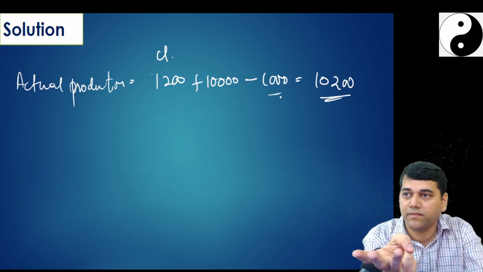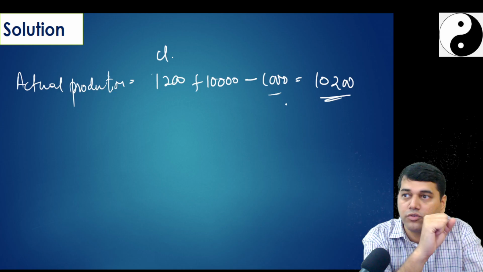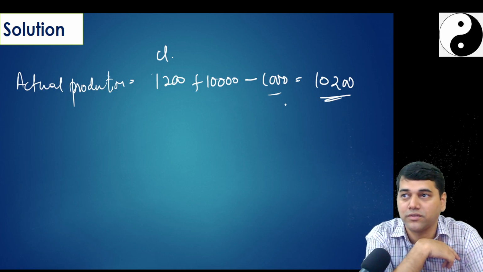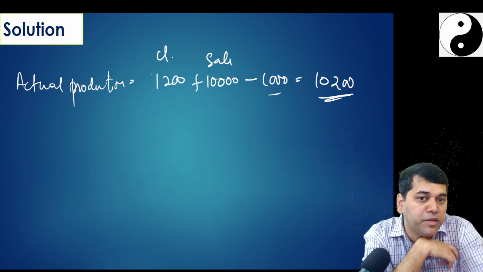Opening stock is there. Now, have you purchased any finished goods? No. What you purchased was the raw material. What you sold was the finished goods. This much sales happened. That means this must have been produced. No.